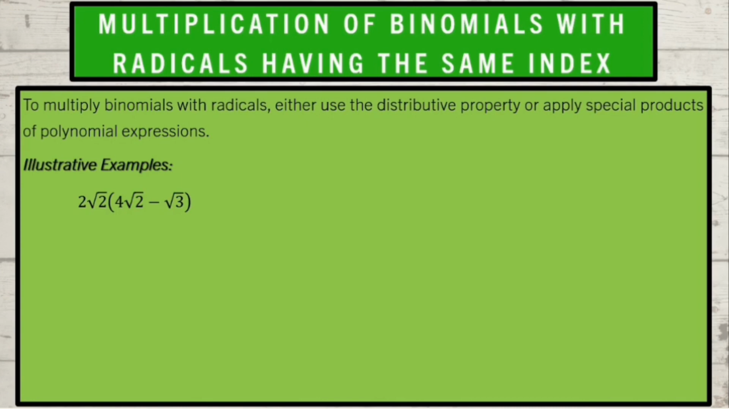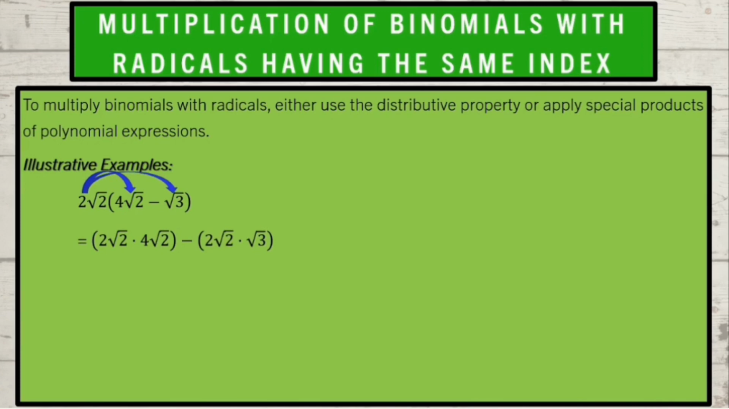For the first example, we have 2 square root of 2 multiplied by the quantity of 4 square root of 2 minus square root of 3. In this case, we will apply the distributive property. So we will have the quantity of 2 square root of 2 multiplied by 4 square root of 2 for the first, minus the quantity of 2 square root of 2 multiplied by the square root of 3 for the second one.